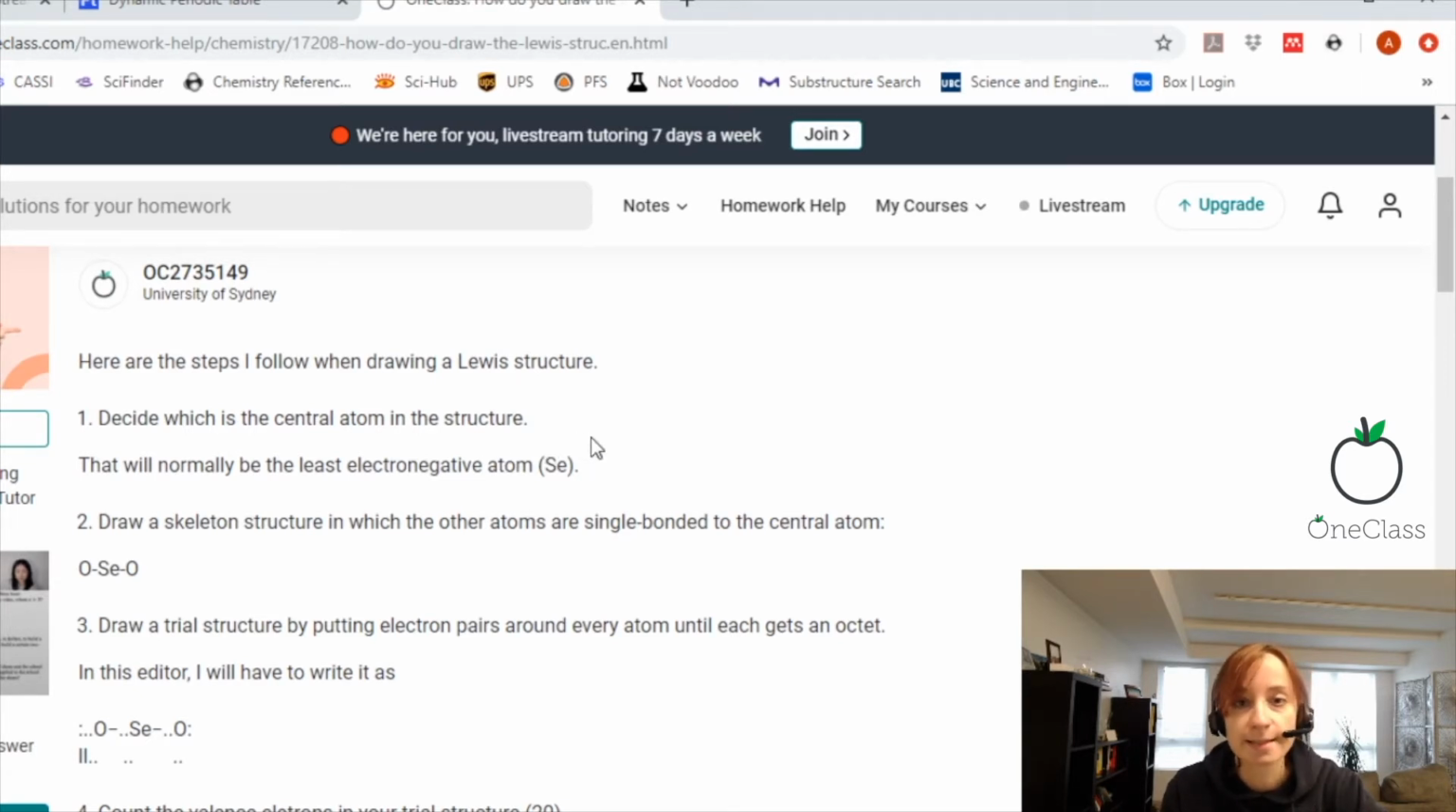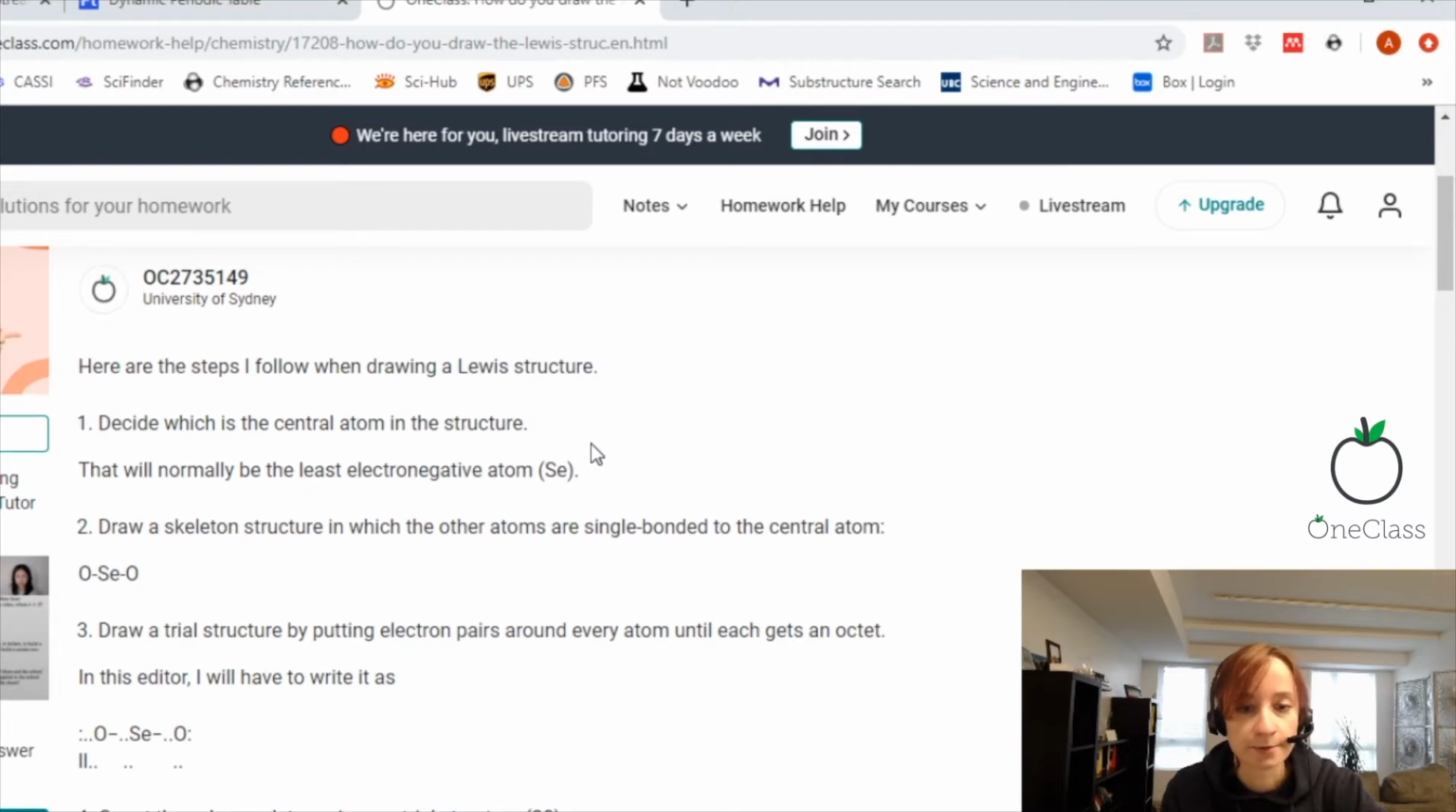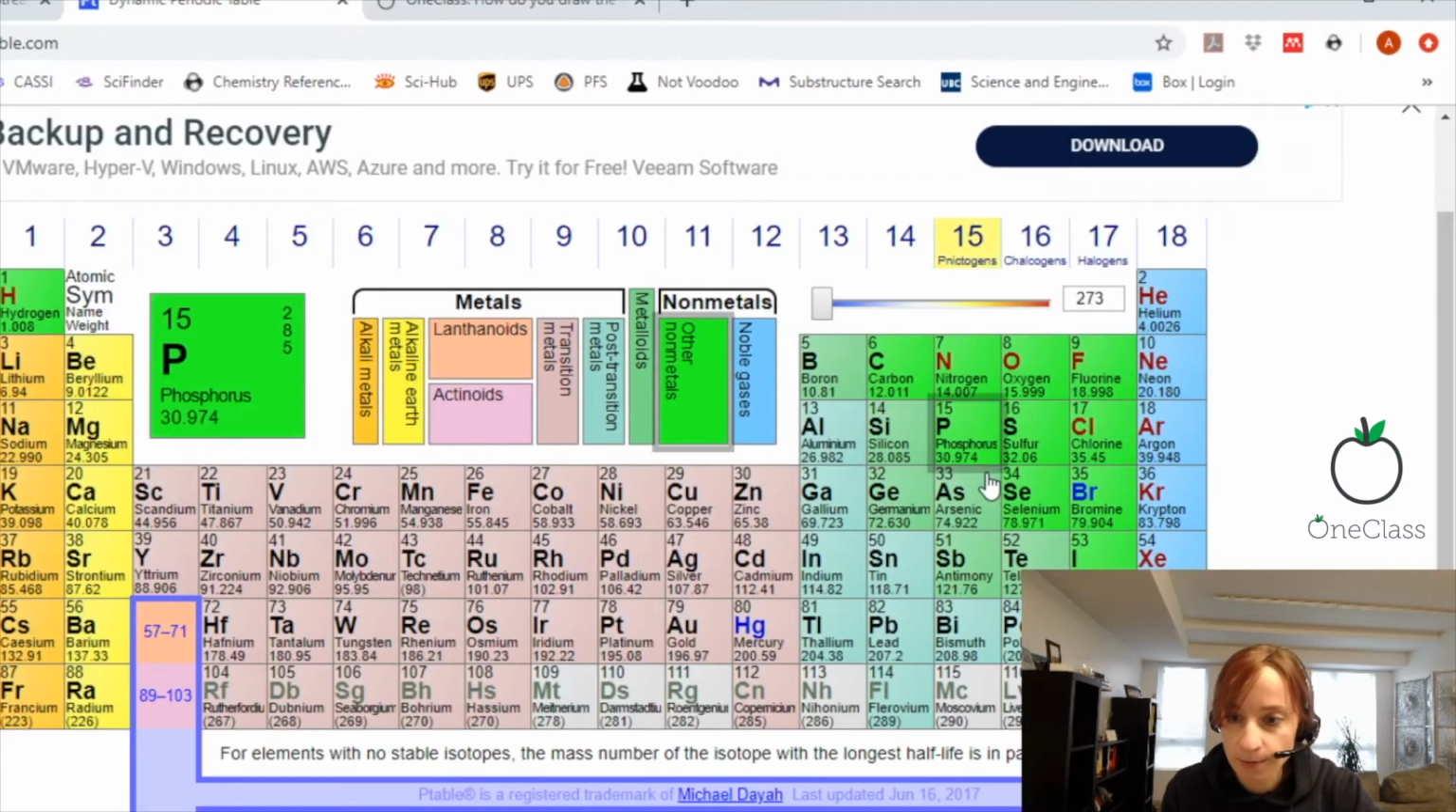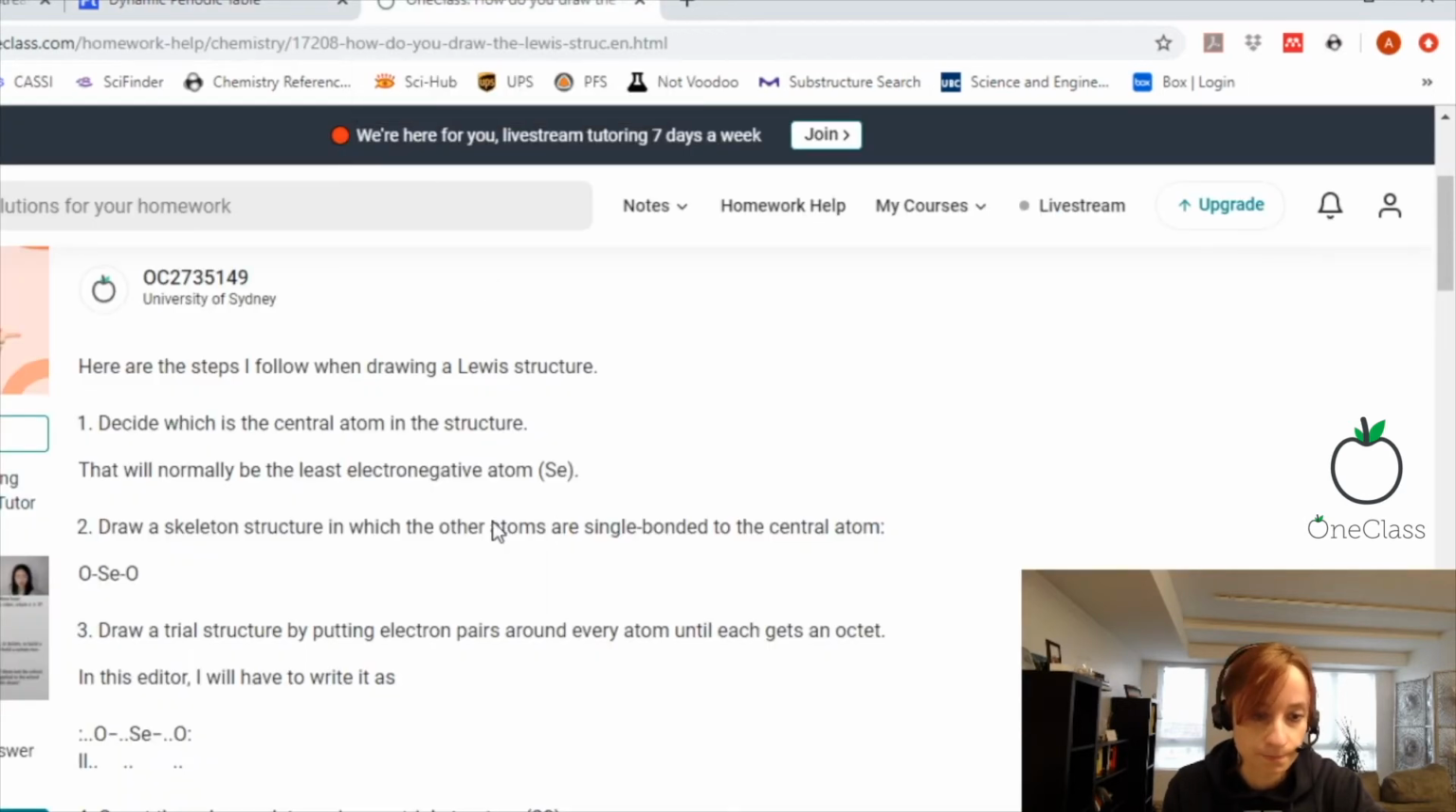Normally this is the least electronegative atom. So out of selenium and oxygen, selenium is the least electronegative. If we look at the periodic table, selenium is further down, and it's further from fluorine, so it is less electronegative than oxygen.